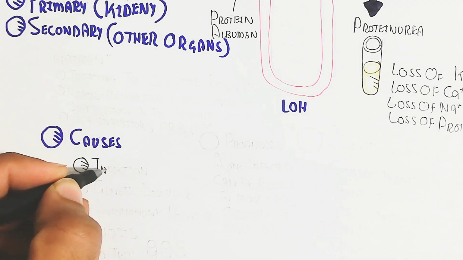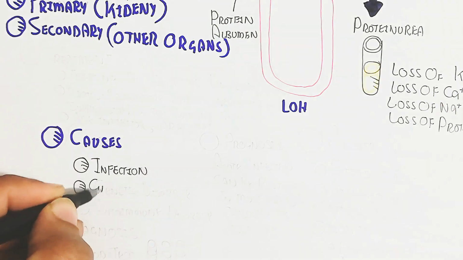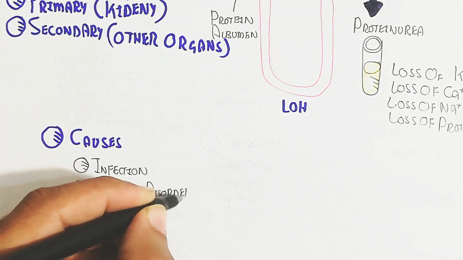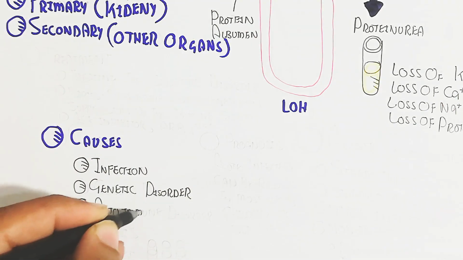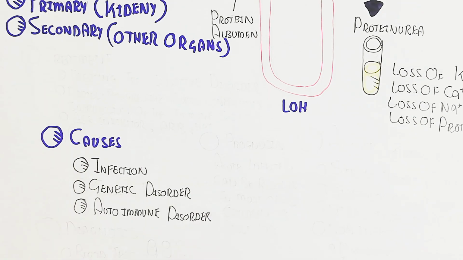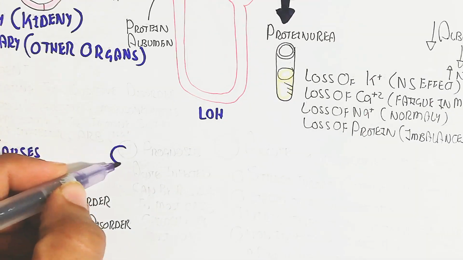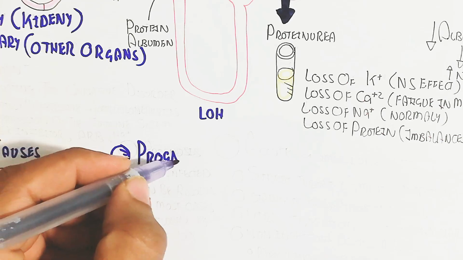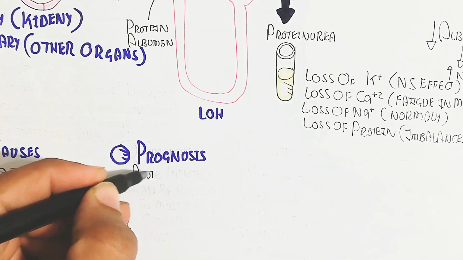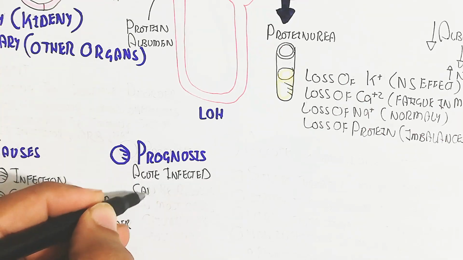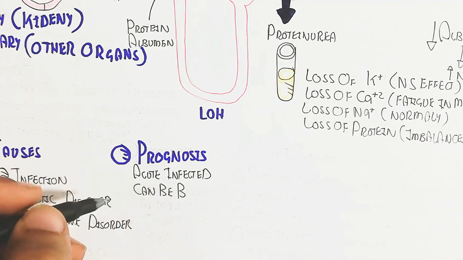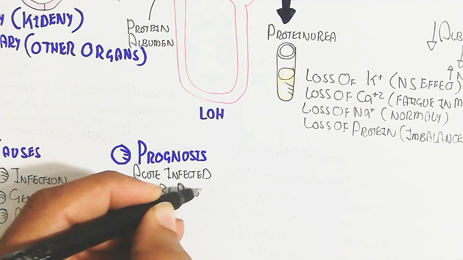Let's begin to understand the causes: infection, genetic disorder and autoimmune disorder. Autoantibodies will be produced, which will damage and collapse the glomerulus. For prognosis, acute infection can be resolved in most cases, in children 1% and in adults 10%.